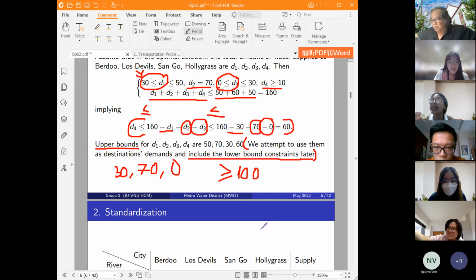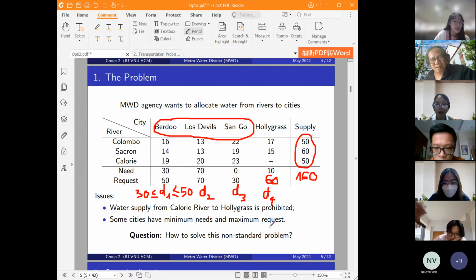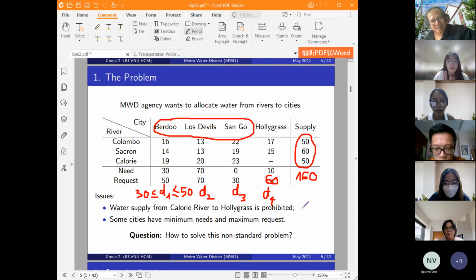You come back to the previous table here. So you use the last one, is that right? You use the last row, the request: 50, yeah, 70, 30, and here is 60. Is that okay? Yeah. So why? Do you have any reason for this?